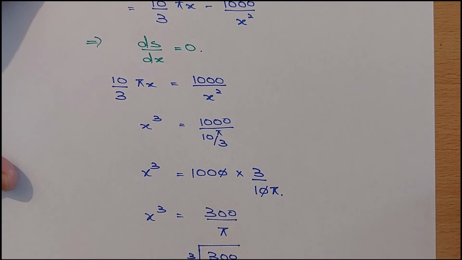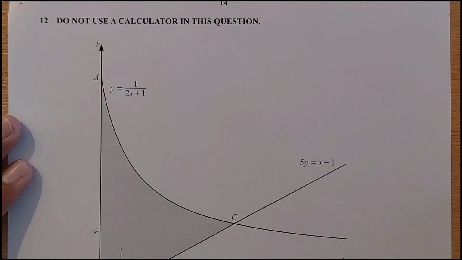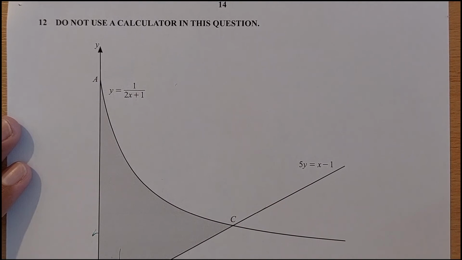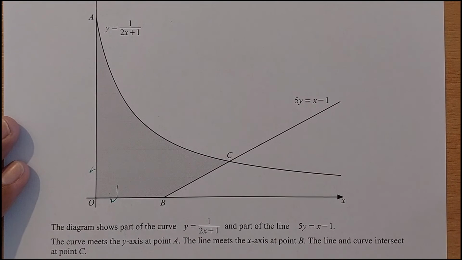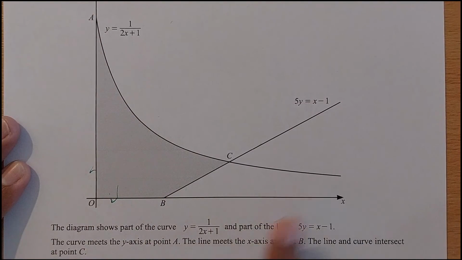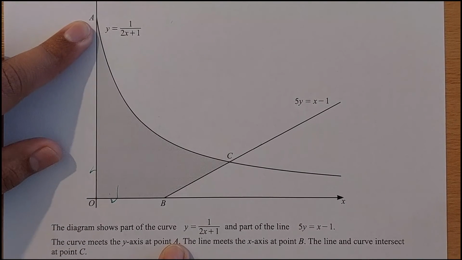So this is the value of x at which s is minimum. Question number 12. Do not use a calculator in this question. The diagram shows part of the curve and part of the line. The curve meets the y-axis at point A.